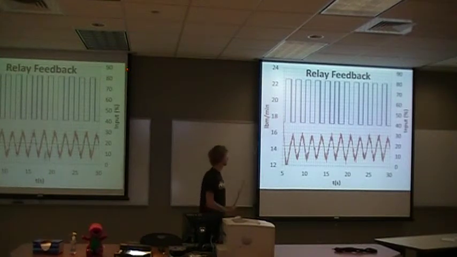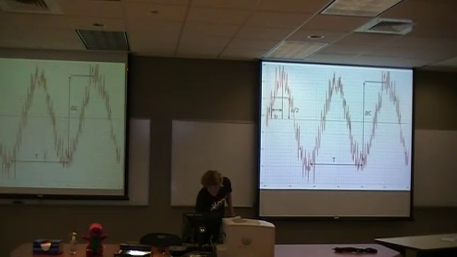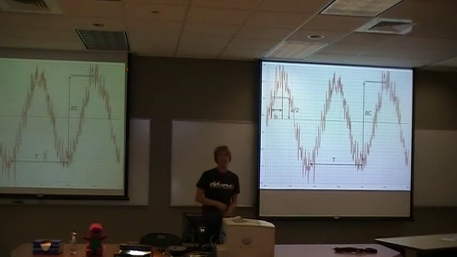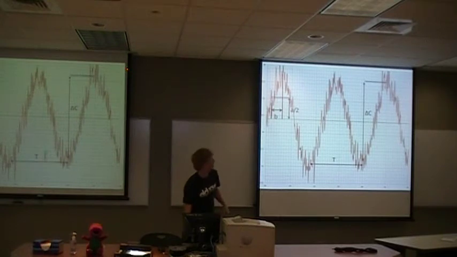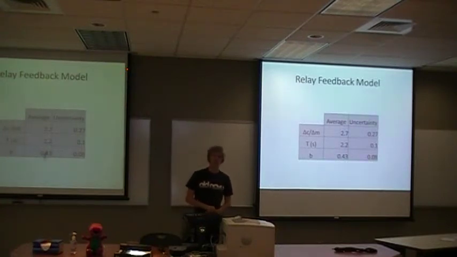Here's an example of what the relay feedback looks like. It has a floor and a ceiling value. These are the ways that tau, K, and T naught were found for the relay experiment. T is the period. Delta C and V were also used in that. Delta C over delta M was the amplitude ratio, and the average was 0.27. The period average was 2.2, and B average was 0.43.